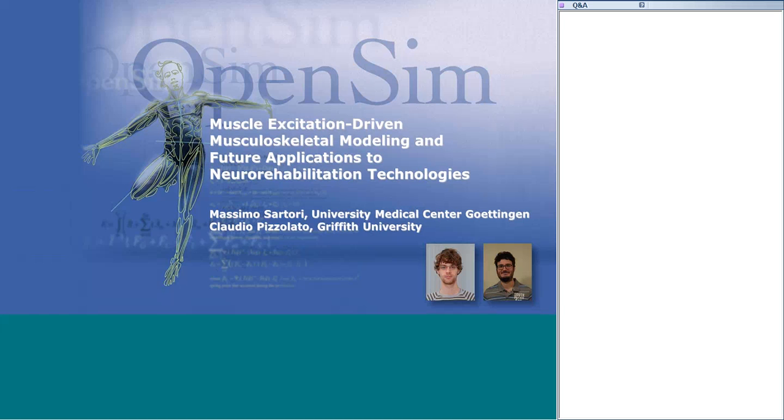So now I'd like to introduce Massimo and Claudio. First, Massimo Sartori. He's a postdoctoral research scientist at the Department of Neurorehabilitation Engineering at the University Medical Center Gottingen in Germany. His research focuses on the development of methods that bridge the gap between neural and functional understanding of human movement. And then he's working to translate these developments to advanced neurorehabilitation technologies. We're also excited to have Massimo visit us here at Stanford for the summer as a visiting scholar in the National Center for Simulation in Rehabilitation Research.